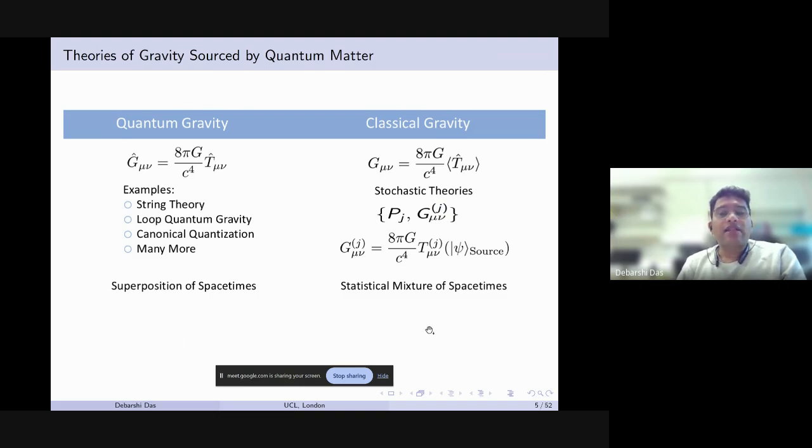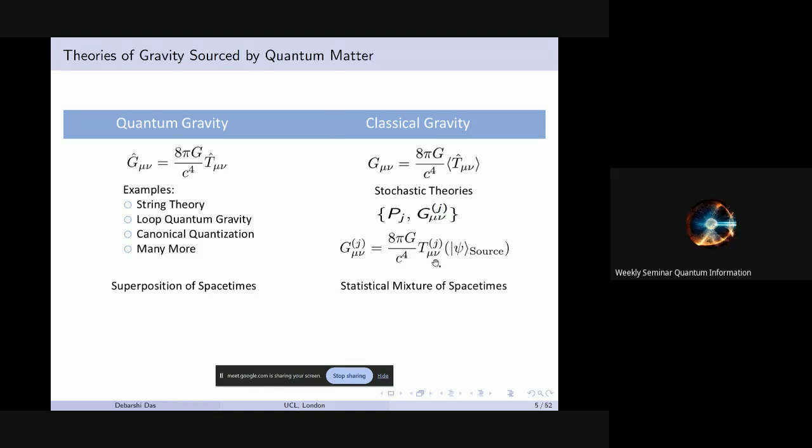On the other hand, there is another class of theory of gravity, known as classical gravity, where the right-hand side operator T mu nu is transformed into a scalar quantity, such that G mu nu, the gravity part, can be kept as a scalar. One example is to take the expectation value of the operator T mu nu so that it becomes a scalar quantity. So there is no problem in keeping G mu nu as a scalar. This is a classical theory of gravity, because here the gravity part is not taken as an operator. There are other possible proposals also.